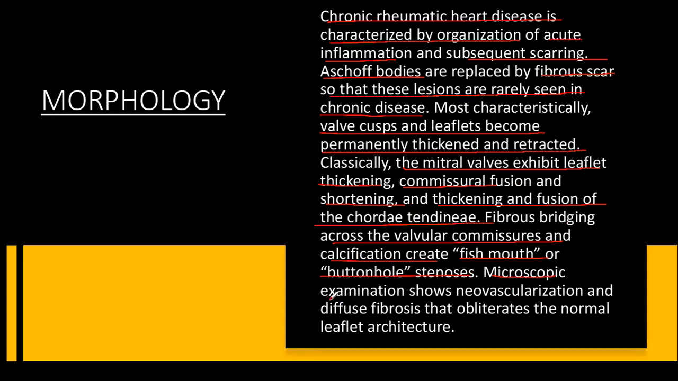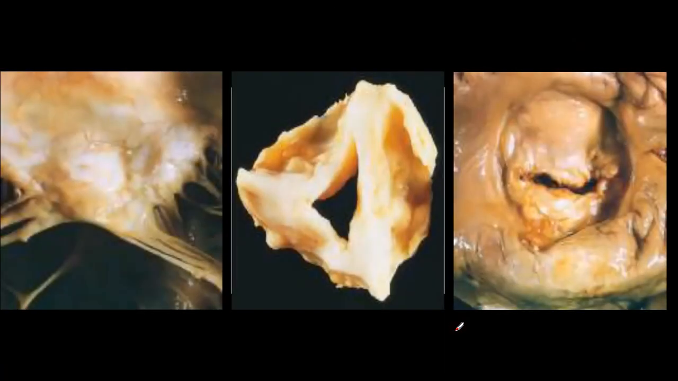Microscopic examination shows neovascularization and diffuse fibrosis that obliterates the normal leaflet architecture. So let's start with this image here. You can see the fish mouth. You can see this opening here has the fish mouth appearance.